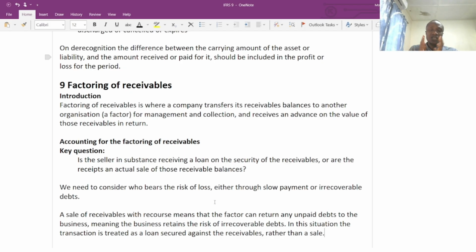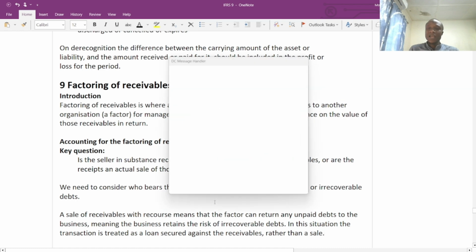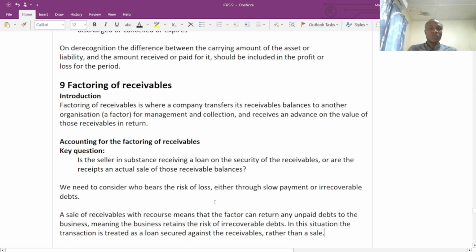So basically, what you need to know about the factoring of receivable is that a company transfers its receivable balance to another company, which is the factor, for management and collection, and it receives an advance on the value of those receivables in return. This is the concept, because when you transfer your receivable balance, you receive some amount in return for the transfer of your receivable balance and also the management and collection process of the receivable balance.